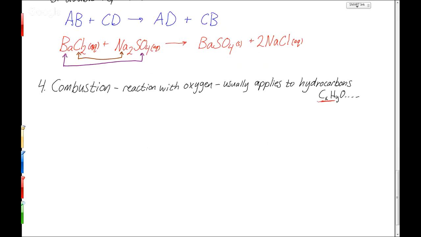So most of the combustion reactions we're going to see are going to be a carbon-hydrogen type compound reacting with oxygen. Like this, like the one that we balanced earlier. We'll try another one. CH4 is methane gas, and that can react with oxygen gas.